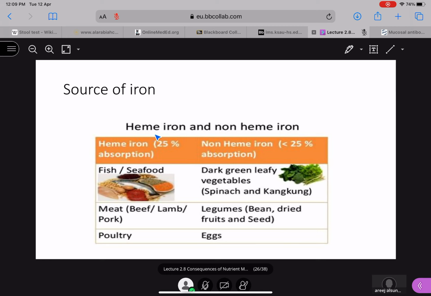From where do we get iron? We have two types of iron, heme and non-heme. Heme iron comes from the animal source. Non-heme comes from plant sources. The heme or the animal source has more absorption and more bioavailability than the non-heme. However, it depends really on the diet, but generally we eat more plant than animal diet. So the major source is the plant, while the main bioavailability and the main absorption is from heme iron.